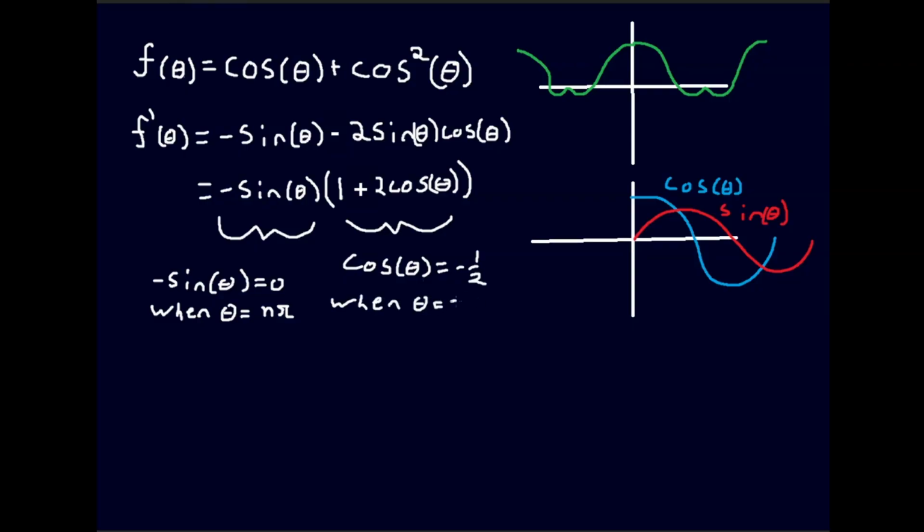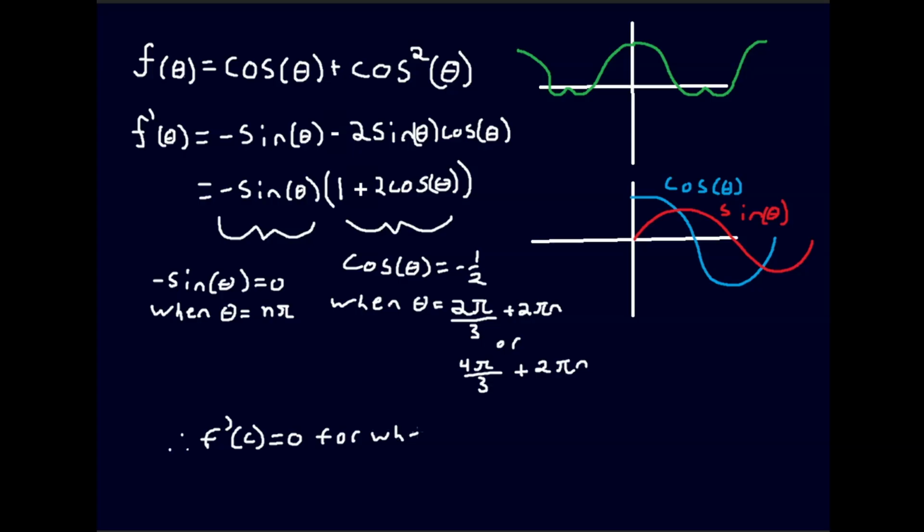This is true for when theta equals 4 pi over 3 or 2 pi over 3 and does repeat every cycle. So this would be 4 pi over 3 plus 2 pi n and 2 pi over 3 plus 2 pi n. Therefore, the critical values at f prime c equals 0, where c equals n pi for the sine term, and then 2 pi over 3 plus 2 pi n, and 4 pi over 3 plus 2 pi n for the cos term.